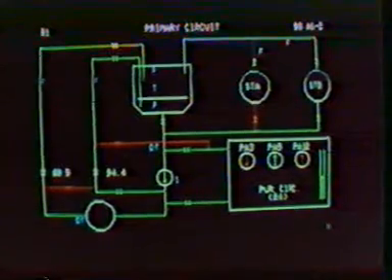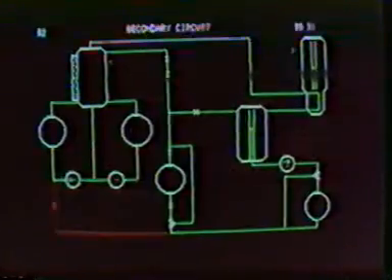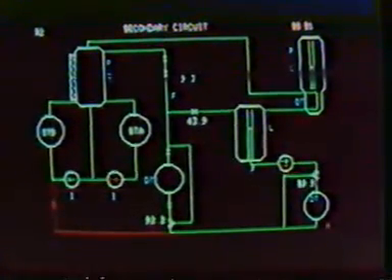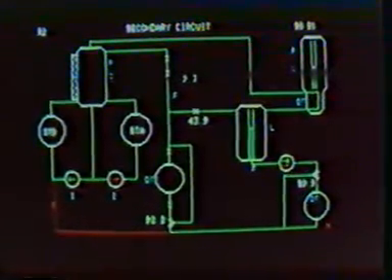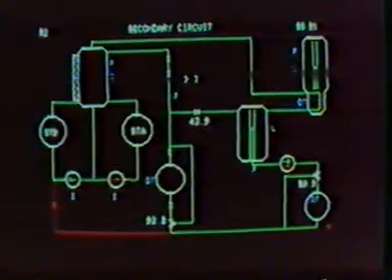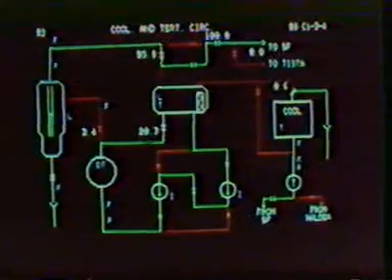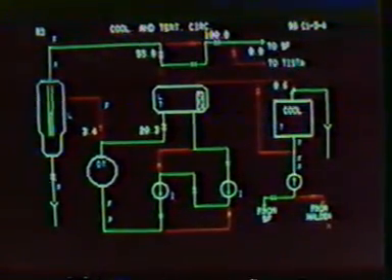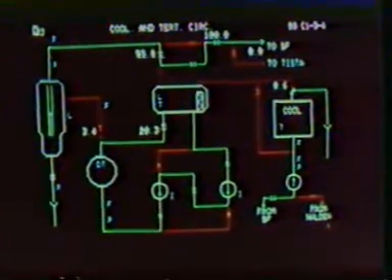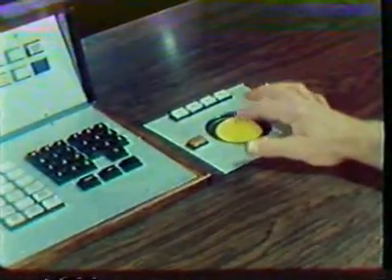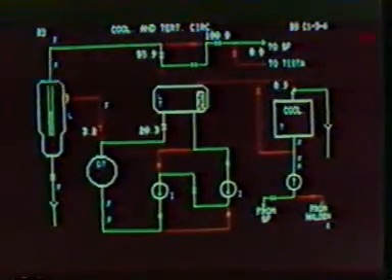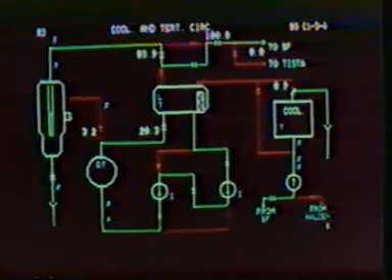In order to visualize the status of some plant circuits, the operator can request mimic diagrams with information on whether pumps are running or not, and circuits and valves are open or closed. By means of the tracker ball, the operator may request further information about water levels, temperatures, and pressures.